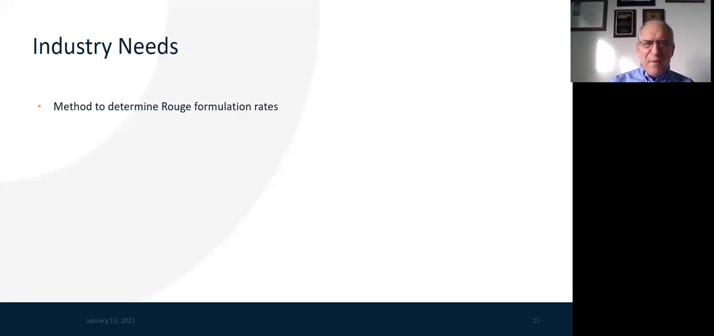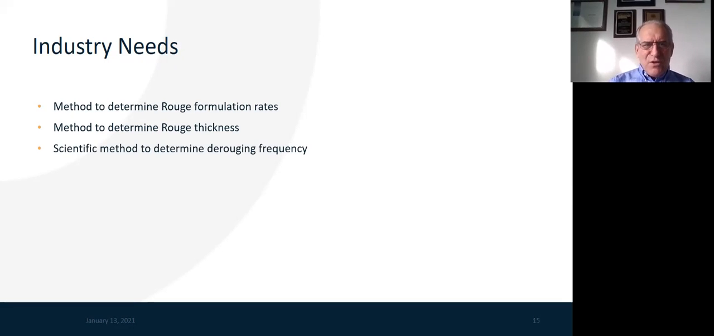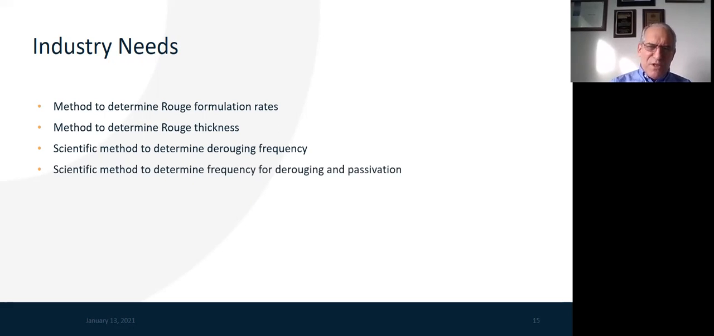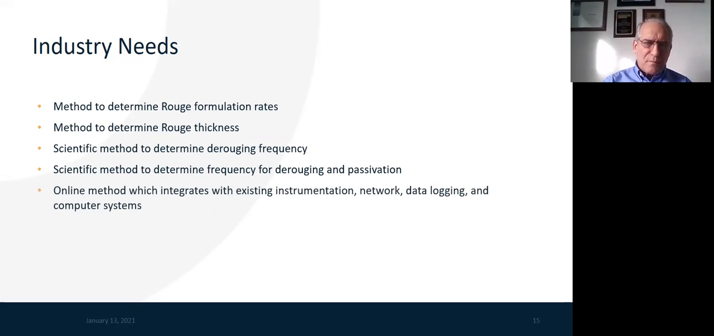The industry needs a method to determine the rouge formulation rates and the rouge thickness as it accumulates over time due to the corrosion aspects. We also need a scientific method to determine when the frequency should be performed for both passivation and derouging. This means that all different types of water systems will rouge at different rates depending upon their temperature, their operation capabilities, and how the structure of the system is actually determined.